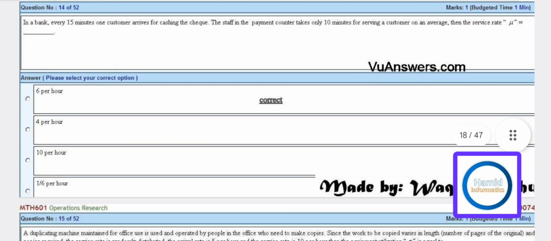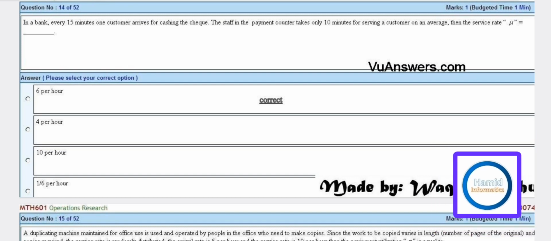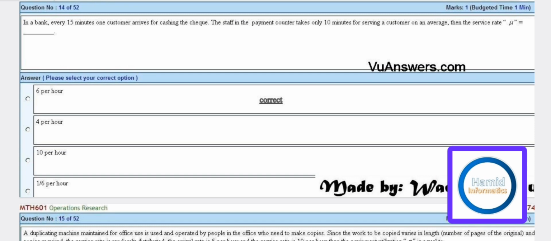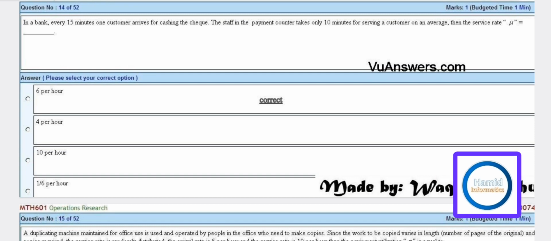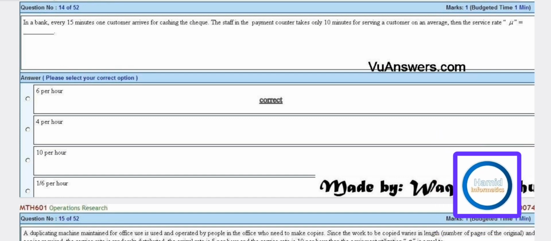Next question is, in a bank every 15 minutes one customer arrives for cashing the check. The staff in the payment counters take only 10 minutes for serving a customer on an average, then the service rate mu is equal to 6 per hour.